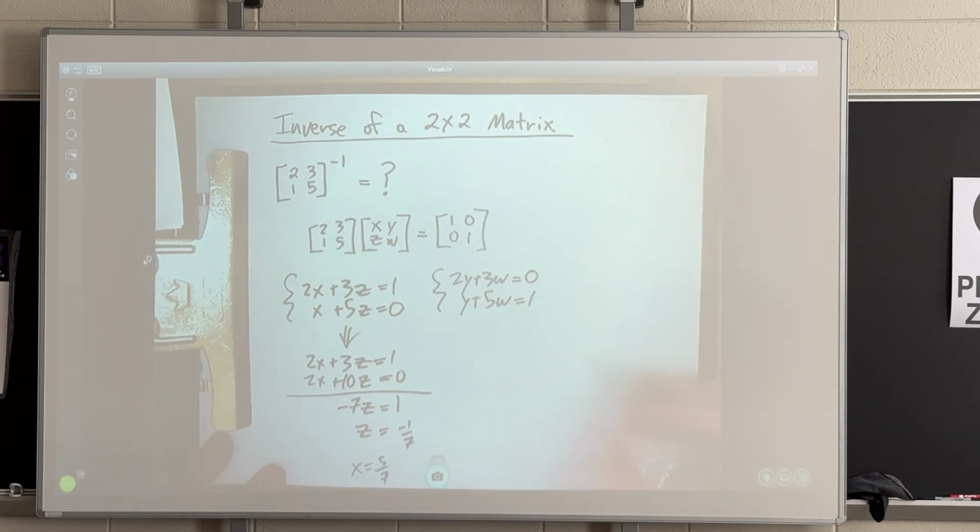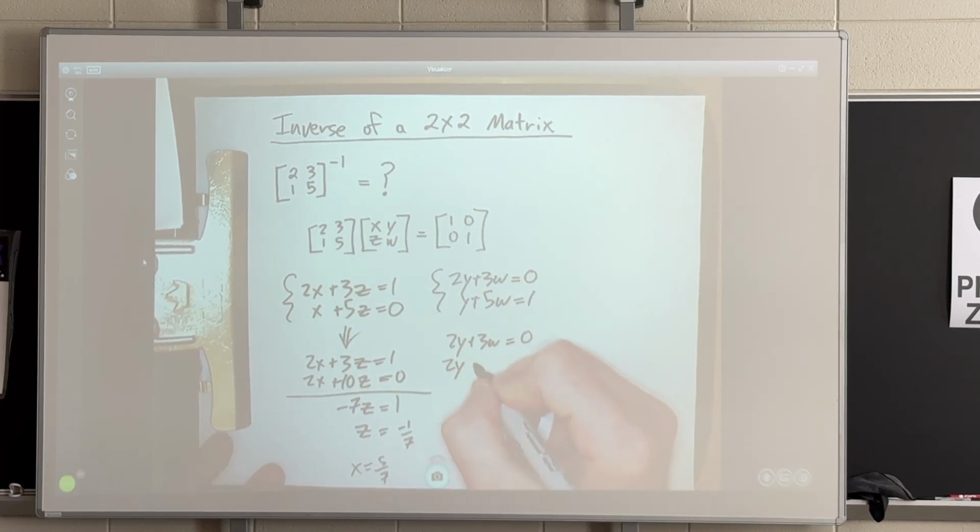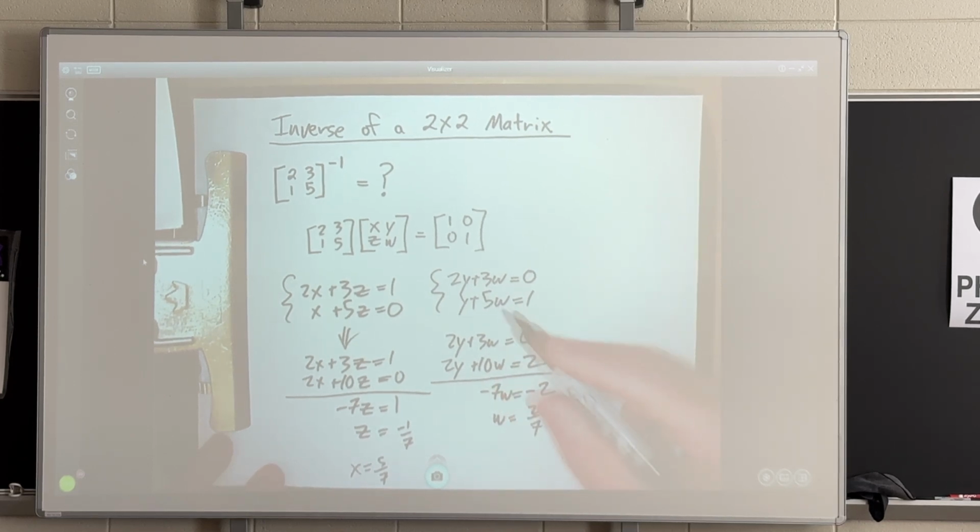Over here I'll do something similar. 2y plus 3w equals 0. 2y plus 10w equals 2. Again, if I subtract, I get negative 7w equals negative 2. So w is 2/7, and if w is 2/7, then going up here, I get that y is negative... something different on my paper. So what's y? Negative 3/7. Y is negative 3/7. Yeah, okay.